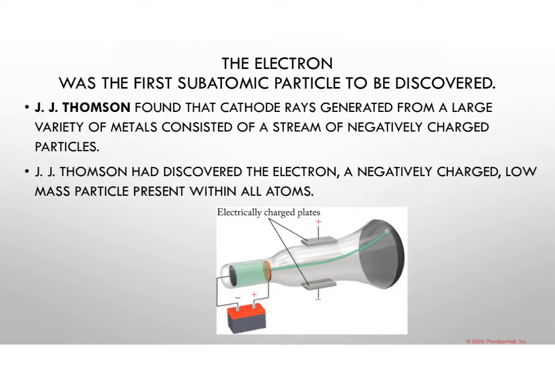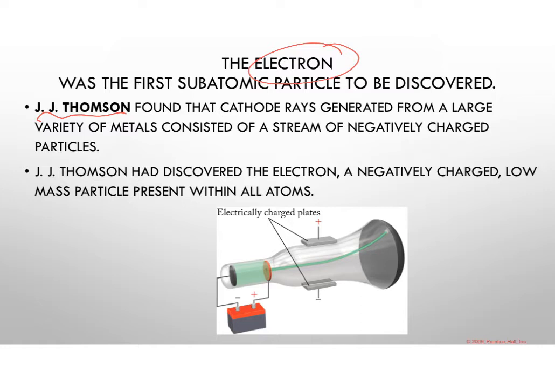So again, the first subatomic particle to be discovered was the electron. It was discovered by a scientist named J.J. Thomson. And basically what he did is he took a cathode ray tube. That used to be how TVs were lit up. I actually am old enough I remember that.